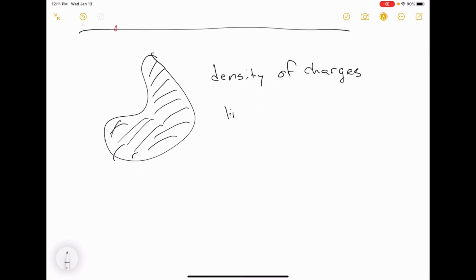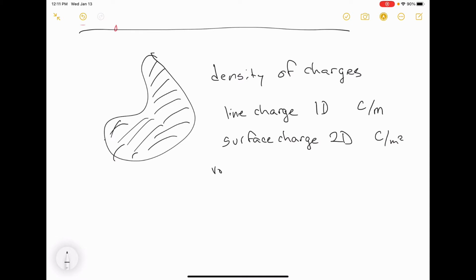And there are a few different ways that this can exist. You can have a line charge, which is one-dimensional, and it might look like a charged thin string or just a line of charges. And that one is going to be in coulombs per meter. You can also have a surface charge, which is two-dimensional and would be in coulombs per meter squared. Or you could have a volume charge, which is 3D and would be in coulombs per meter cubed.